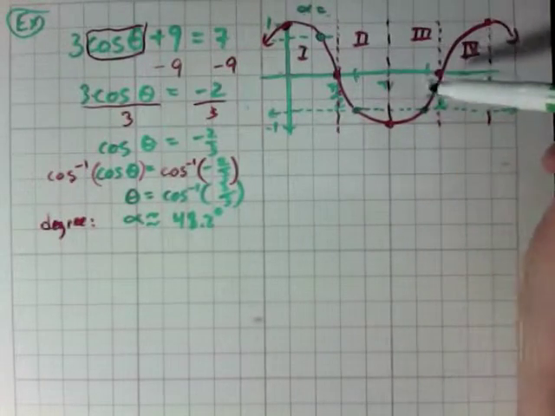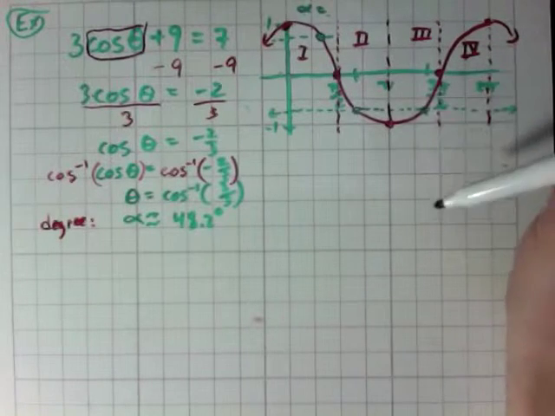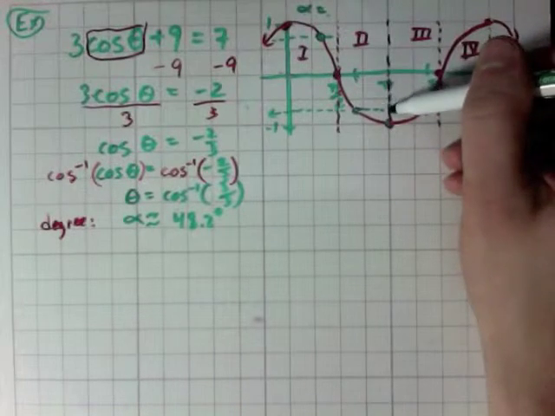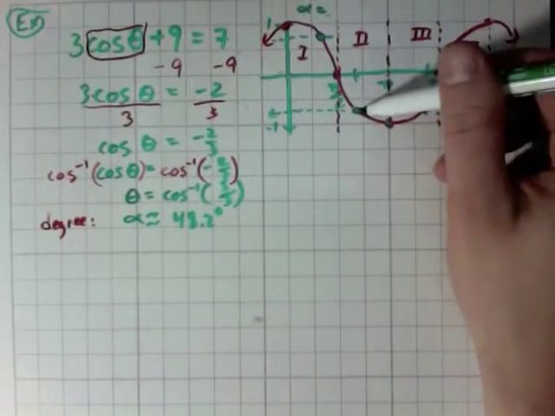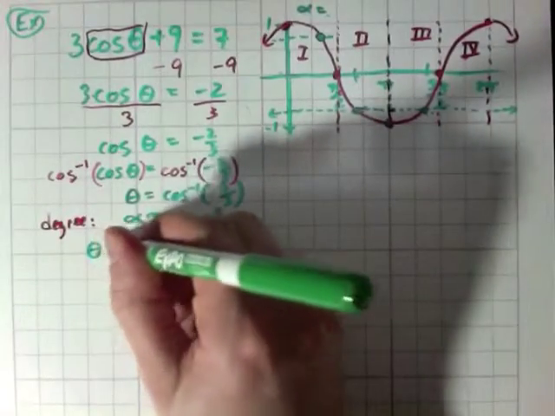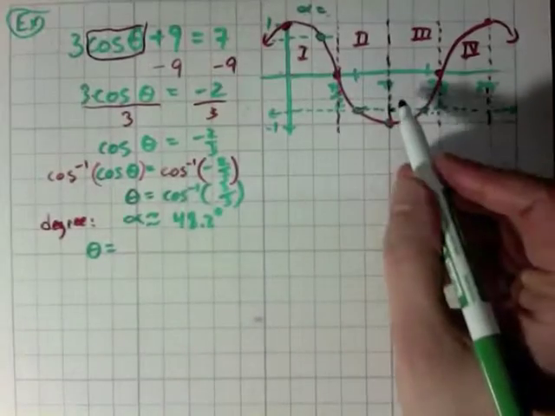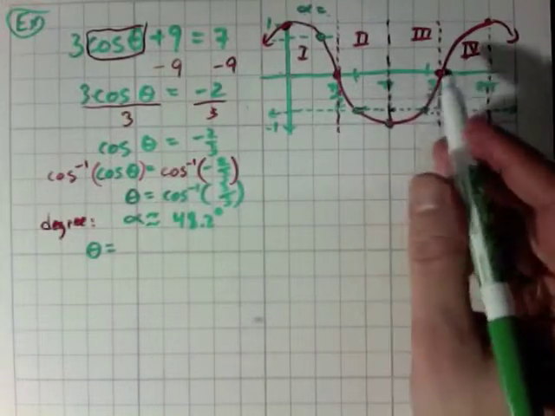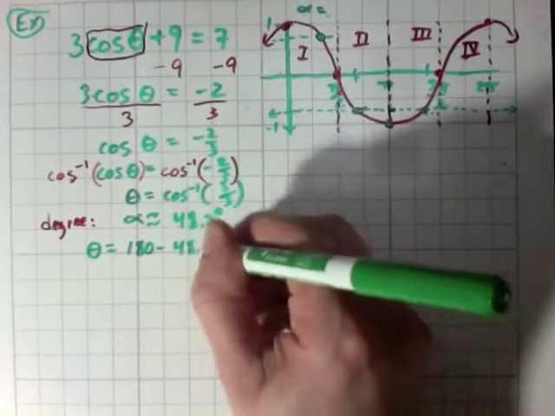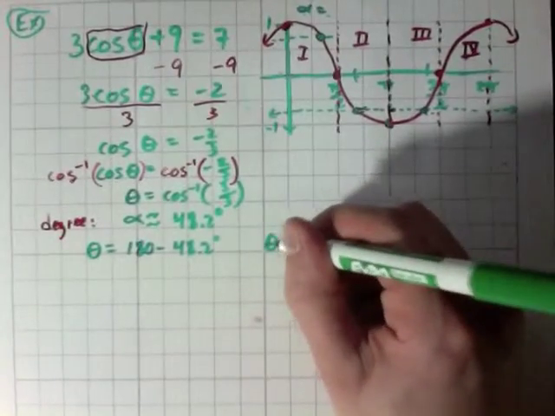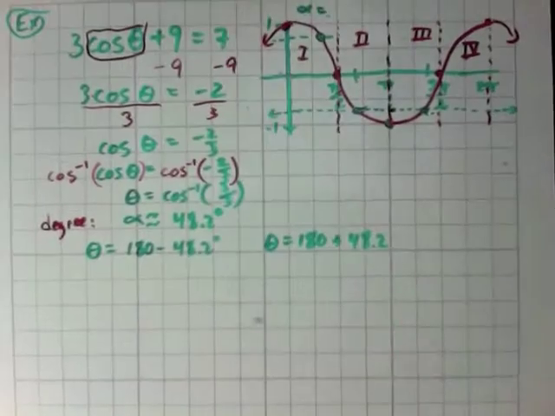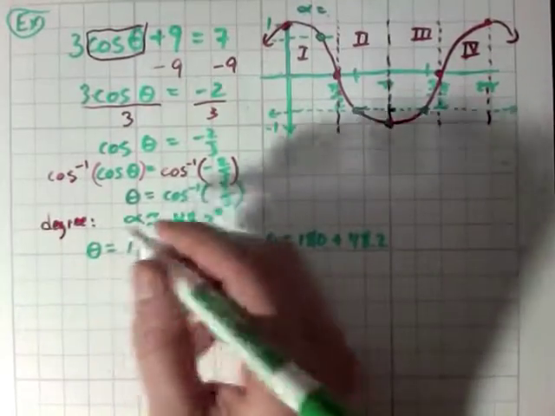And I now want to figure out, where do these 2 points occur? So what I'm going to do in order to find those is add and subtract 48.2 from pi in order to find those two angles. So my theta can either be, well, actually we'll work with degrees this time, so 180 minus 48.2, or theta would equal 180 plus 48.2.